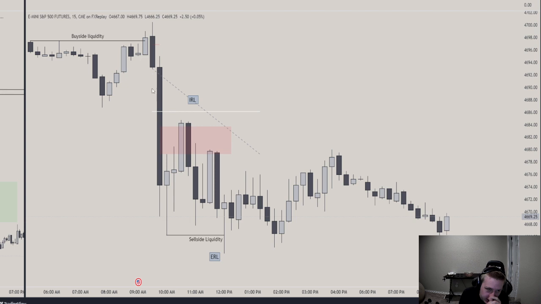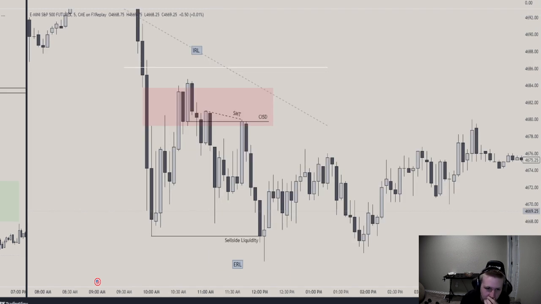And if we see here, we failed to reach consequent encroachment of this fair value gap right here, and the price ends up breaking down and then coming back to this sell side liquidity here. We have an IRL to ERL trade setup. Let's see how we could have gotten involved with that right here. We come back up into this fair value gap, and we look at these wicks here.